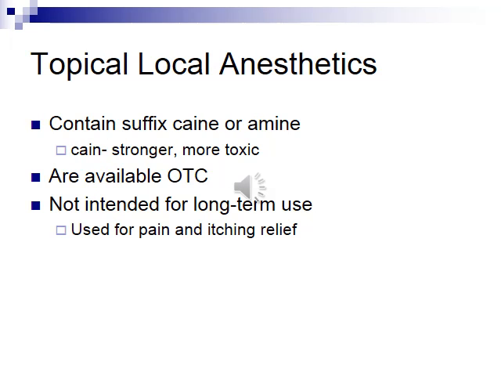So this is what I was talking about earlier. You can get these topically as well, and they'll contain the suffix caine or amine. Caines are usually stronger and can potentially be more toxic, so you have to watch how much you're using at one time, how long you're using it for. So even in the over-the-counter preparations, if used too much or excessively, you can produce problems. They're not intended for long-term use.